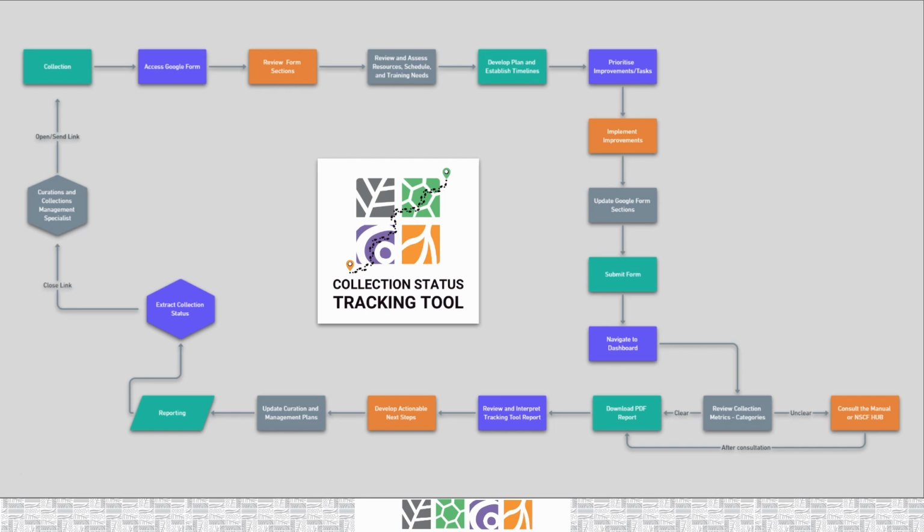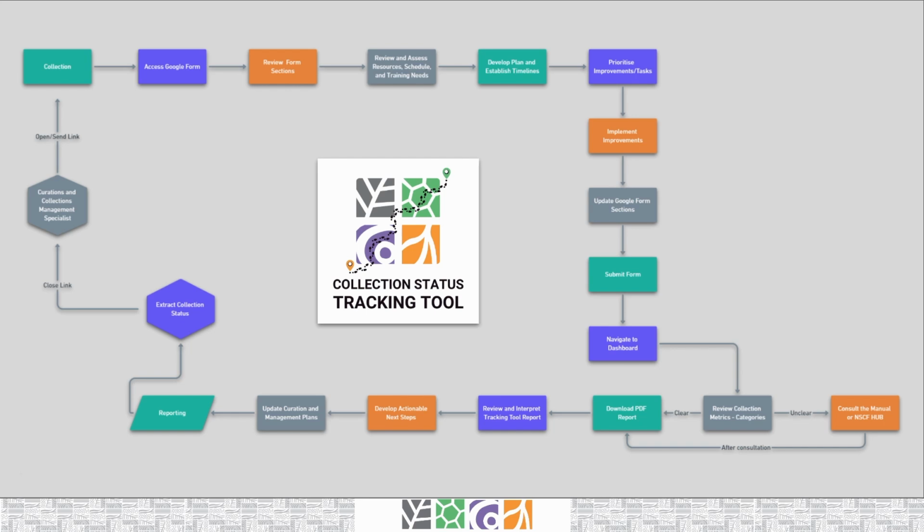Now, if you're unclear about what this means, you can contact the NSCF or consult the collection management manual. If you understand what's going on, you could download the PDF report, then sit down, review and interpret the tracking tool results. Then you can identify potential actions and next steps, after which you would update your curation and management plans in the long term for how you would be tackling these issues.